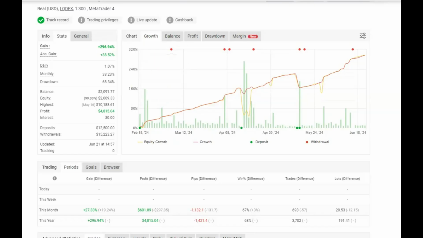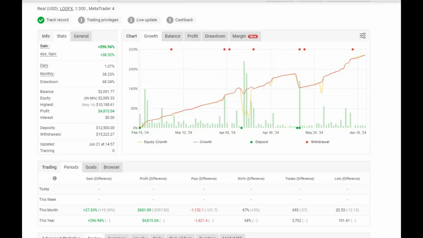Last but not least, this was on LQDFX, now Plexy Trade. This is a 1 to 300 account. As you can see, I have had to add money. Here, I added $3,000 to cover this big drawdown. Here, I added $2,500 and then $5,000 to cover this big drawdown. And then I took it right back out. That does affect my overall percentage profit because of that. However, I've been running this since February.